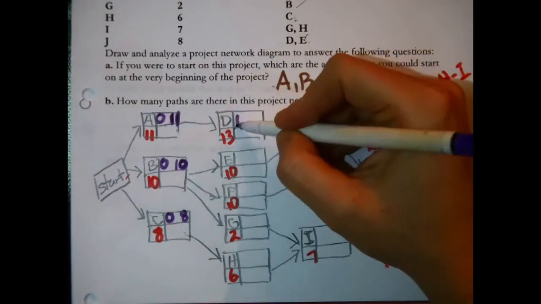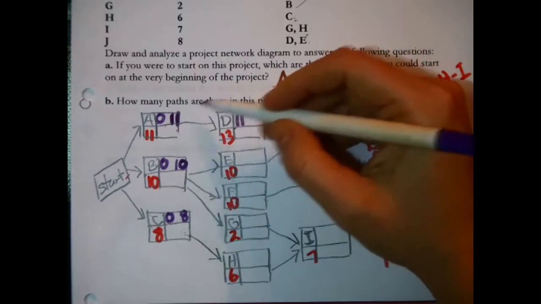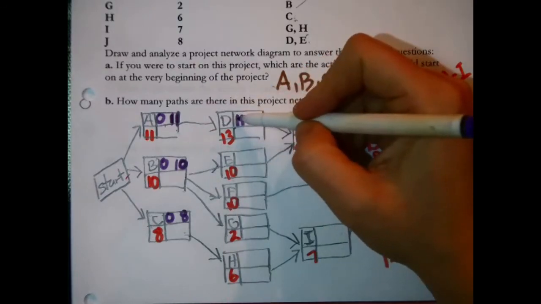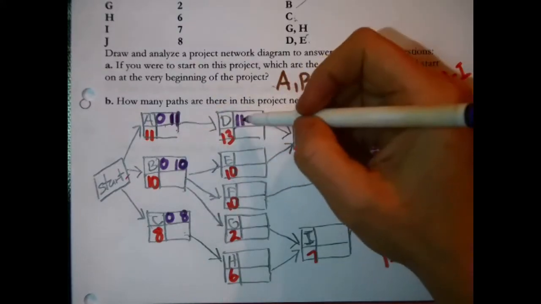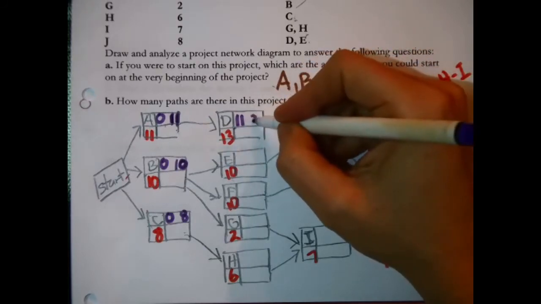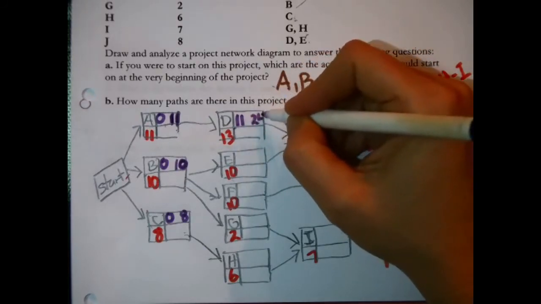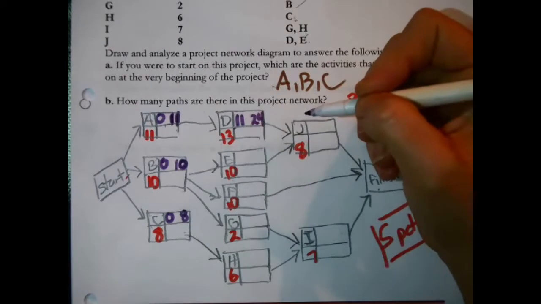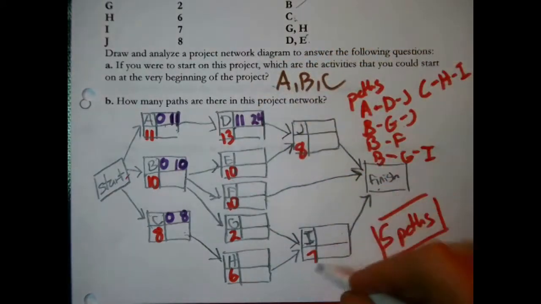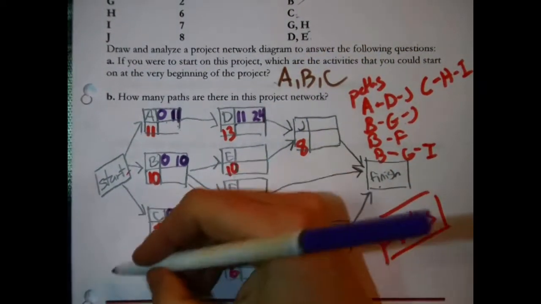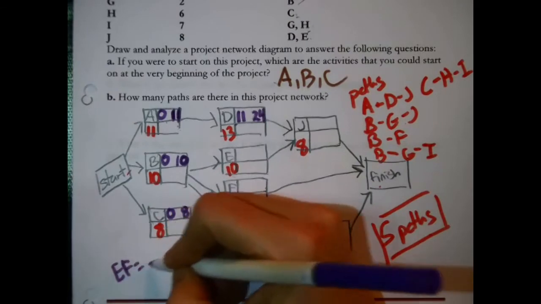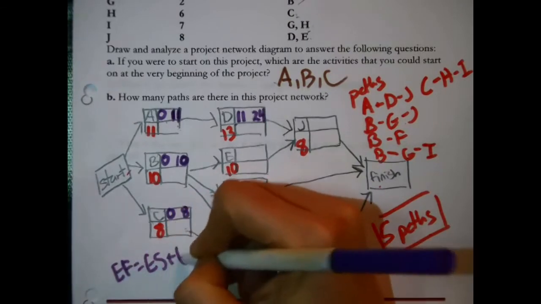Just pass that number over. That means D could start at the earliest in 11 days. It's waiting on A. Now 11 plus 13, it could finish at the earliest in 24 days. Okay, right, and how am I doing that? Let's see, is there room for scratch work over here? The early finish time of a task is its early start time plus the actual task time.